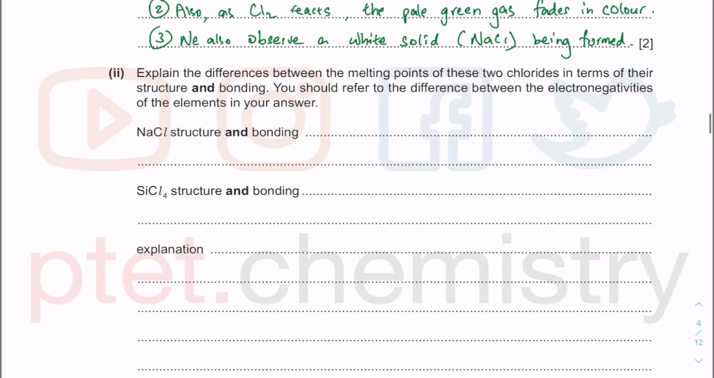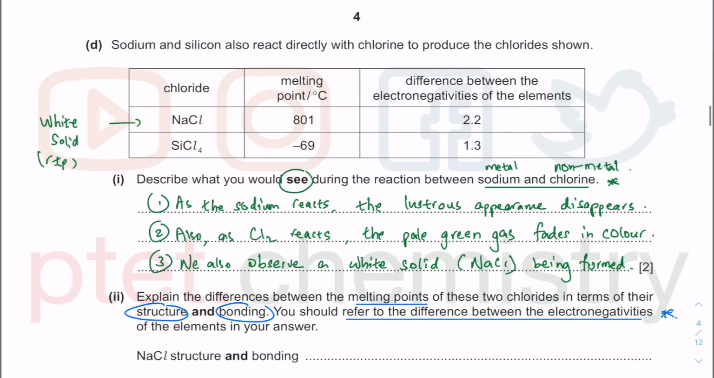Now in terms of the melting point, this comes down to structure and what bond you need to break. You should also refer to the difference in electronegativity. We know that electronegativity is the power of an atom to attract the bonding electrons towards itself. Looking at 2.2 and 3.1, this is a bigger difference in electronegativity. When you have a bigger electronegativity difference, it shifts more towards the ionic bond end of the spectrum, whereas when you have a small electronegativity difference, things like non-metal and non-metal, they prefer to form covalent bonds.